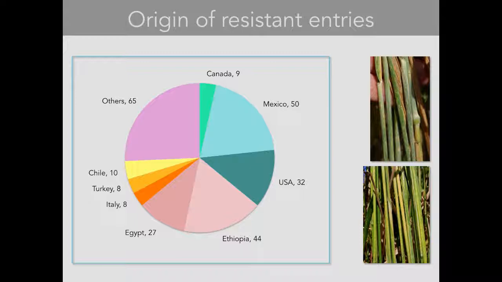So where are these entries coming from? This chart shows the origin of the resistant entries, and we can divide this group in 2 main ones. The first one is modern cultivars and breeding lines coming from North American breeding programs, and that includes North Dakota, mostly, in the United States, CIMMYT in Mexico, and Canada. And we have a second group here, which are entries coming mostly from Ethiopia and Egypt. But in this case, we are talking about landraces or very old cultivars.